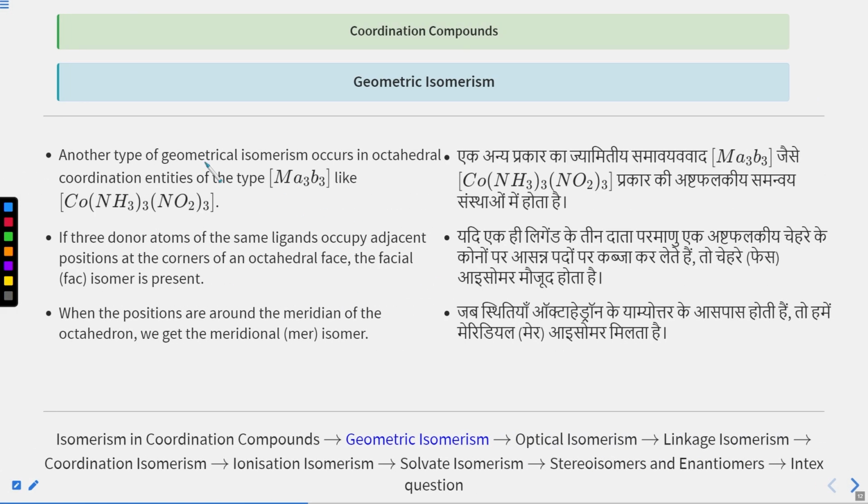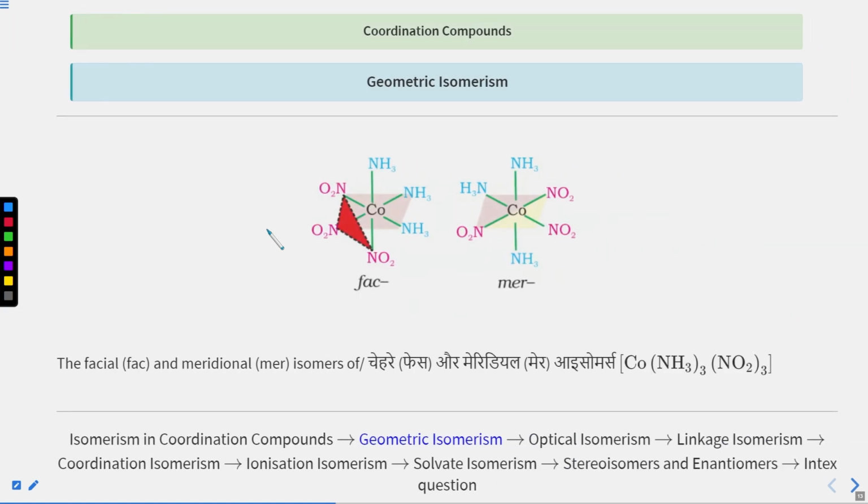Clear? Now, another type of geometrical isomerism occurs in octahedral of the entity of the type Ma3B3. Now, this is not cis-trans, this is called as facial and meridional, right? How is it named? So let us see an example of it. If three donors of the same ligand occupy an adjacent site, then we call it as facial octahedral. Whereas if they are not on the same side, then we tell it as meridional. So let us clear it with the help of example.